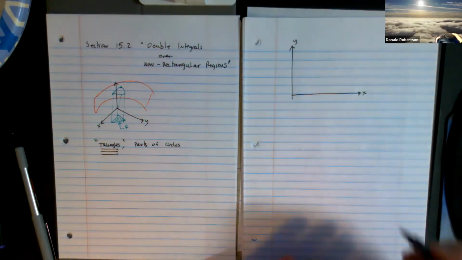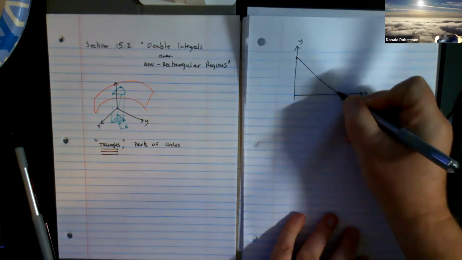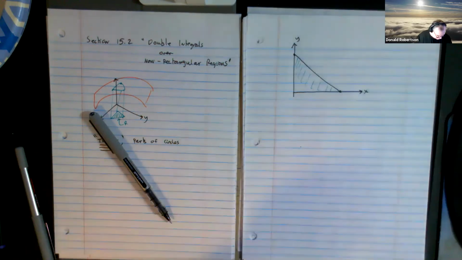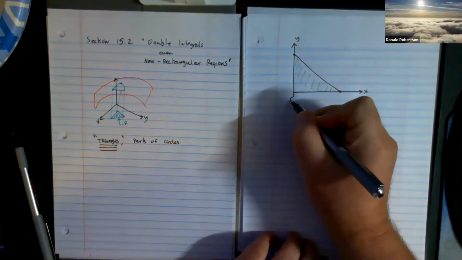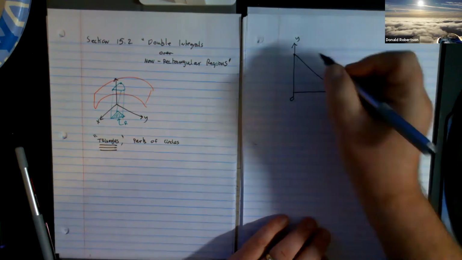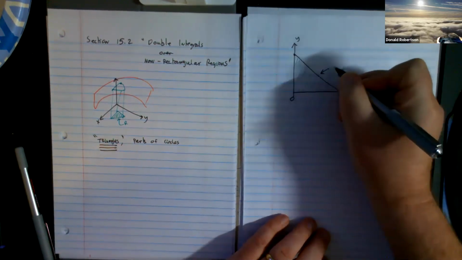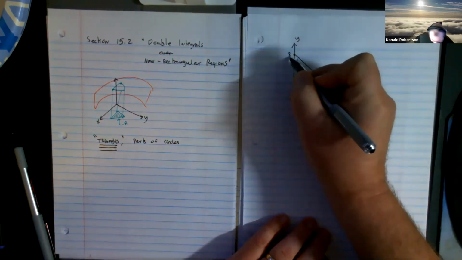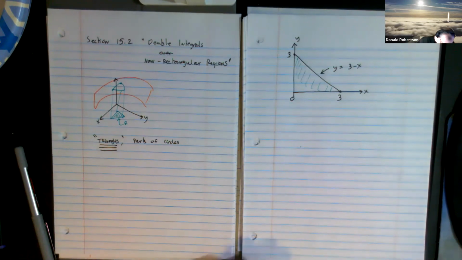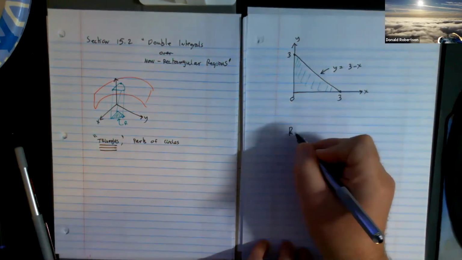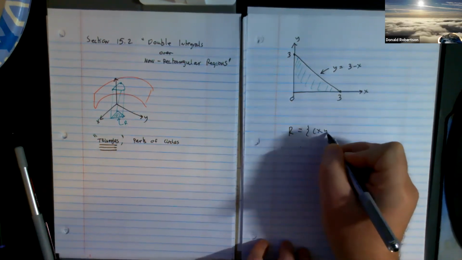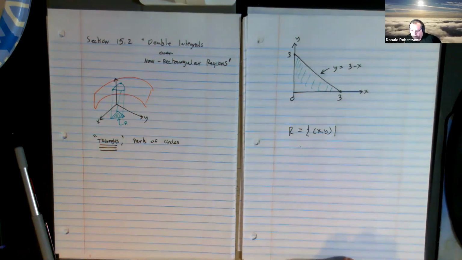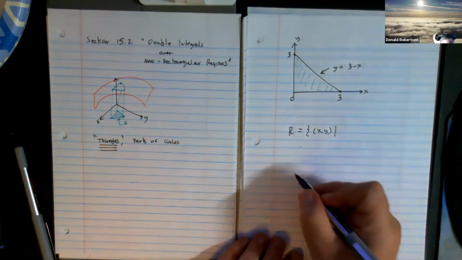Imagine that the triangle on the floor was this shape here. And it goes from 0 to 3. And this fella here, the straight line, is y equals 3 minus x. We need to find a way of creating the region R for this triangle. And there are two versions of it.